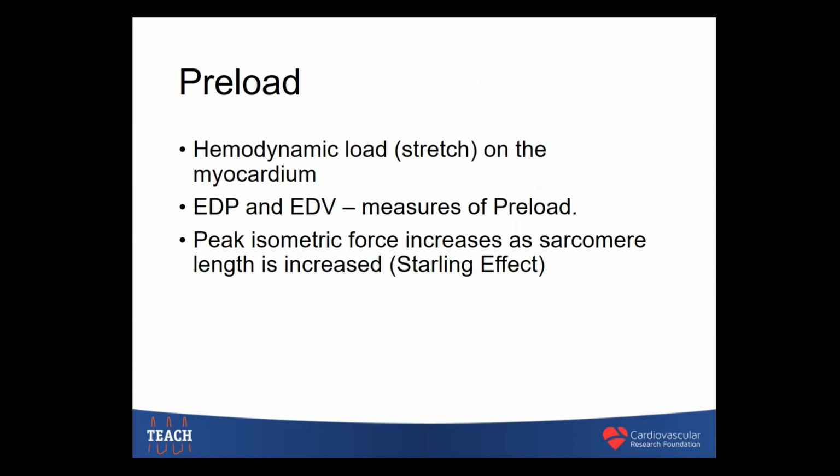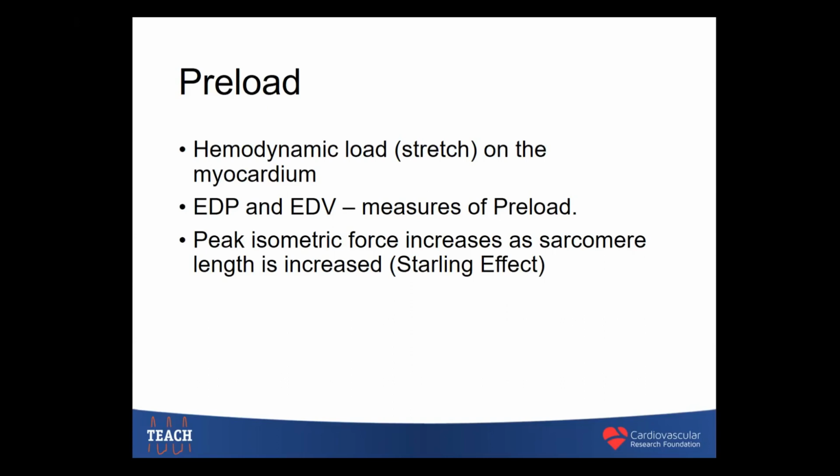Both of those can be quite different because for a given ventricle, a certain end diastolic pressure may be a different volume than another ventricle, and vice versa with volume, right? A certain end diastolic volume may represent a different pressure depending on the ventricle you're looking at. So we use both of those sometimes as measures of preload. So saying what's the end diastolic pressure or what's the end diastolic volume to say how much preload there is. And a key concept in preload is the peak isometric force increases basically as the sarcomere length is increased.